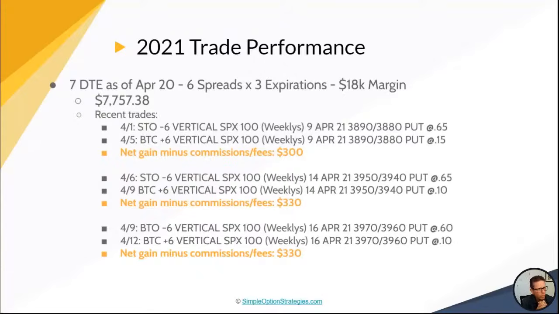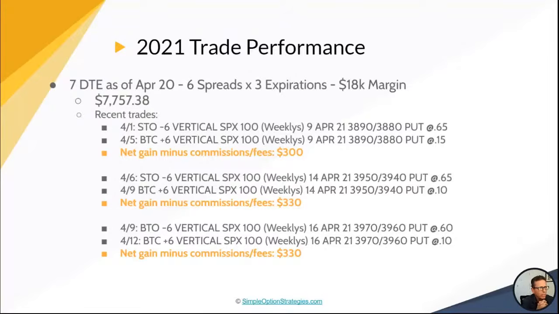And so that's for 2021. Now I want to walk you through these trades that I recently did. And so this is very, very relevant now. So I opened a trade on 4.1, closed it on 4.5 for a net of 50 cents. Net minus commissions and fees, $300 because I'm using 6 contracts.